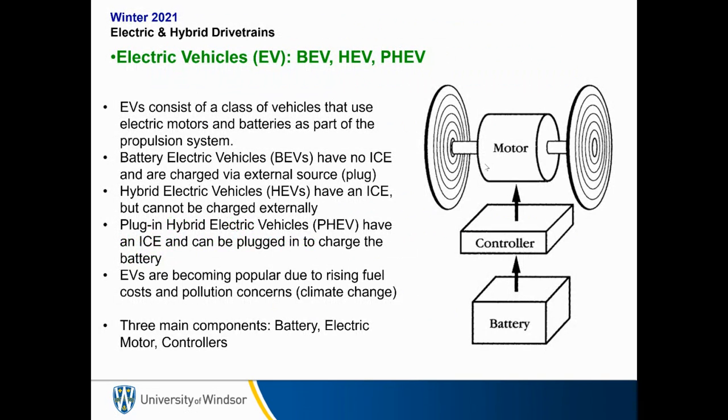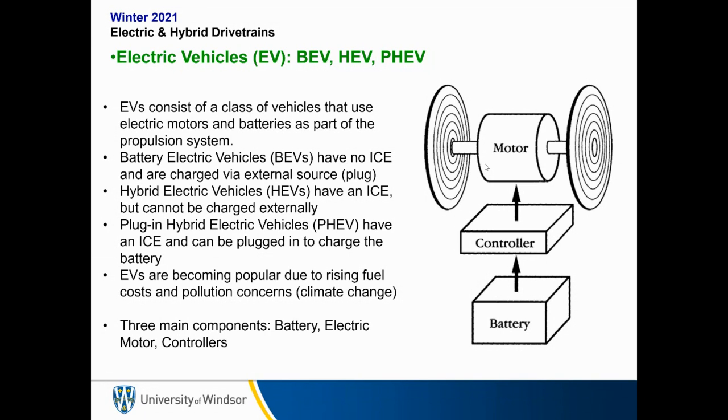Okay, so what are electric vehicles and what are the different classifications? So EVs consist of a class of vehicles that use electric motors and batteries as either solely or part of the propulsion system. So there's BEV, or battery electric vehicles. They have no internal combustion engine and are charged via external source. So there's a plug. So this is essentially we have to plug in our car at night to give it charge so they can run the motor, electric motor, I should say.